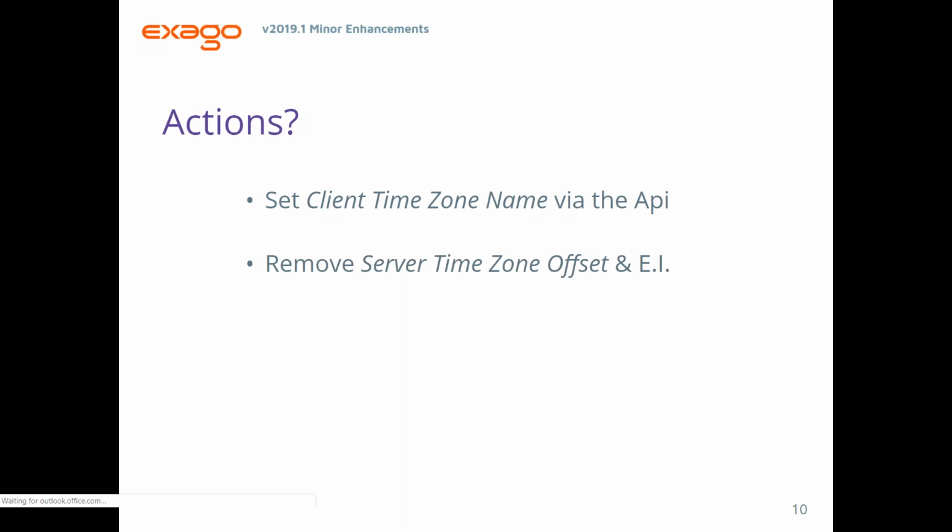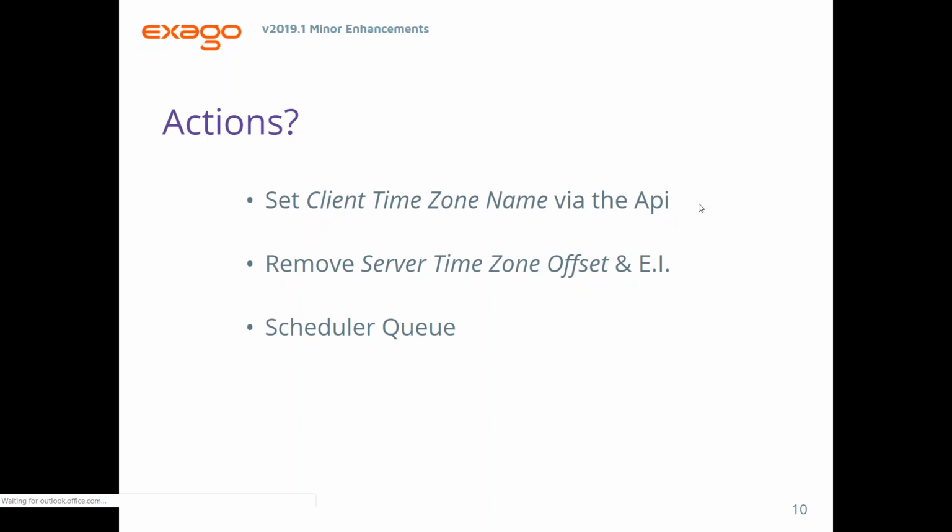Once you're setting that name, you can, if you want to, remove this time zone offset. It'll sort of be superseded by that time zone name, and you don't have to worry about having the external interface set up. If you were using these, you now can phase those out over time as you choose. So the really important one here, though, is as you upgrade to 19.1, using this new property and setting it via the API.